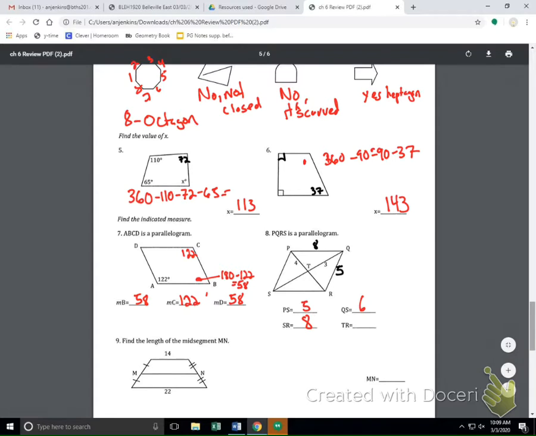It has to be 6, yep, because you know this part is 3 because it's been bisected. How long does TR have to be? 4. So be careful, it's just the lower part, so it's just the 4.